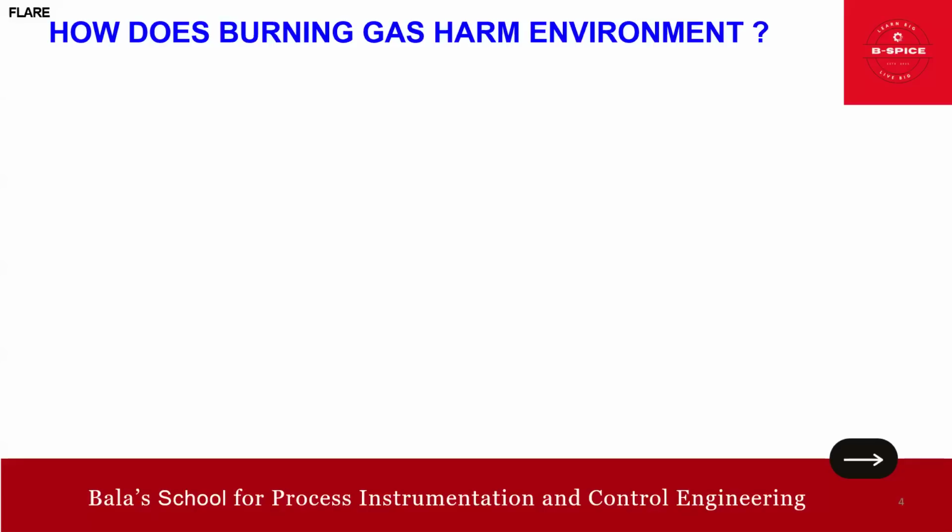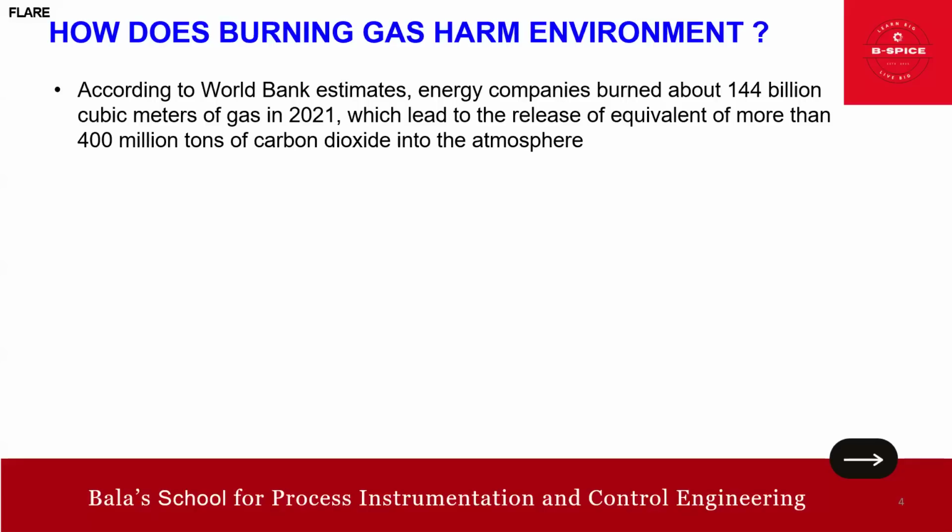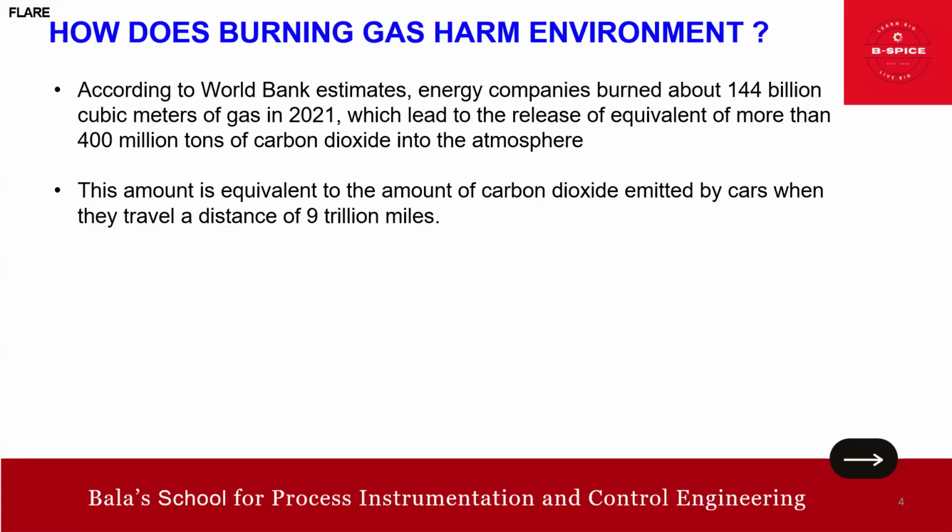How does burning gas harm the environment? Good question, isn't it? According to a World Bank estimate, energy companies burned about 144 billion cubic meters of gas in 2021, which led to the release of the equivalent of more than 400 million tons of carbon dioxide into the atmosphere. See the impact, friends. This amount is equivalent to the amount of carbon dioxide emitted by cars when they travel a distance of 9 trillion miles. Just see the impact.